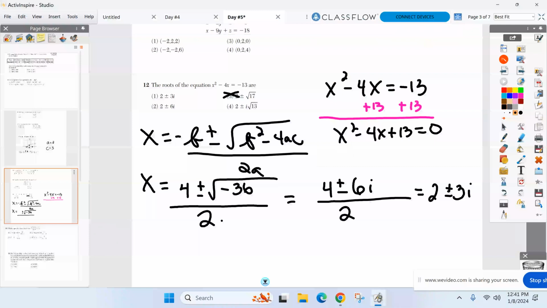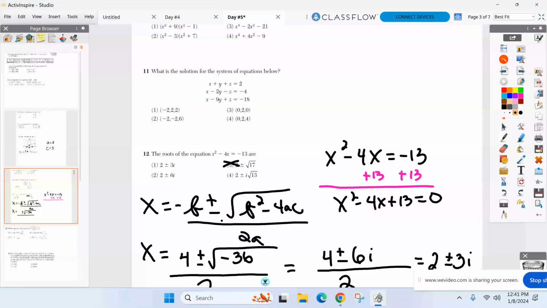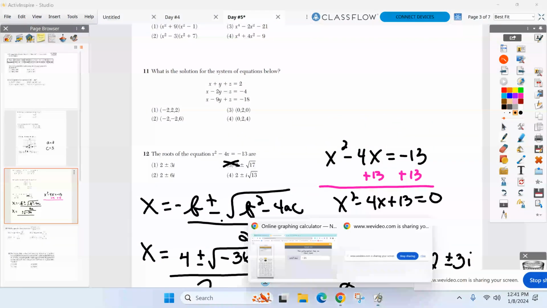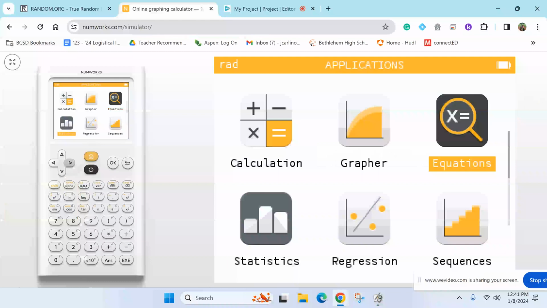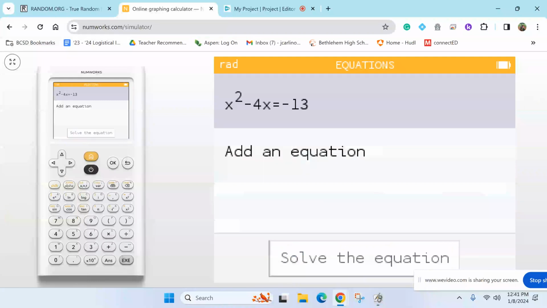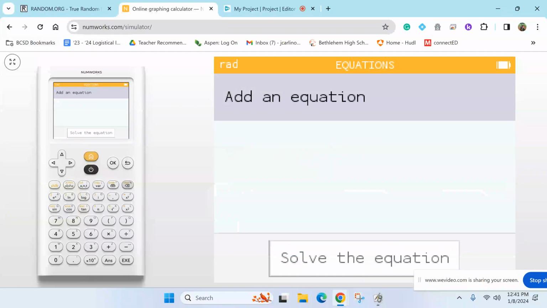Go ahead, Harper. Can you do number 11? We already did it, but I just forgot how to put it in the calculator. What's the number? Go up. 11. So you've got to go to solver, or I keep saying solver, equations. And then you type in each of them individually.